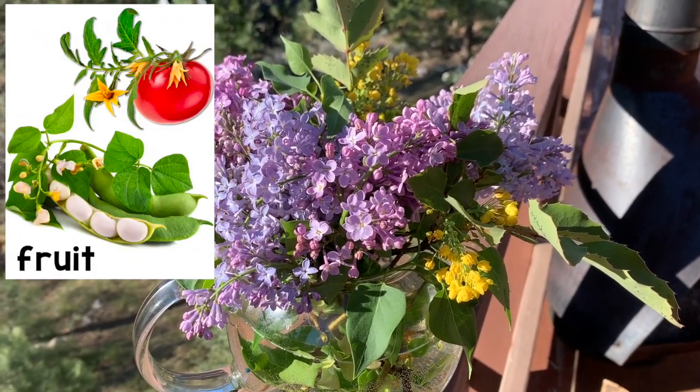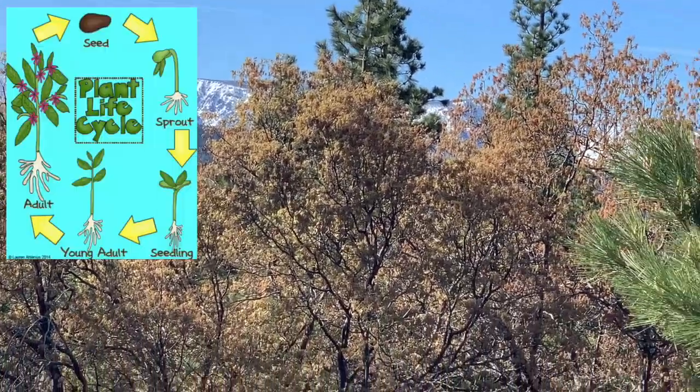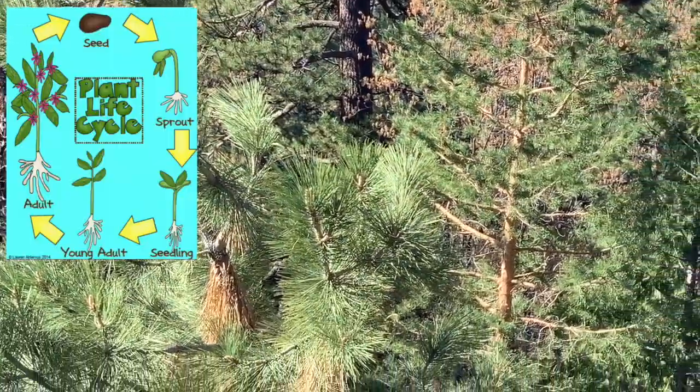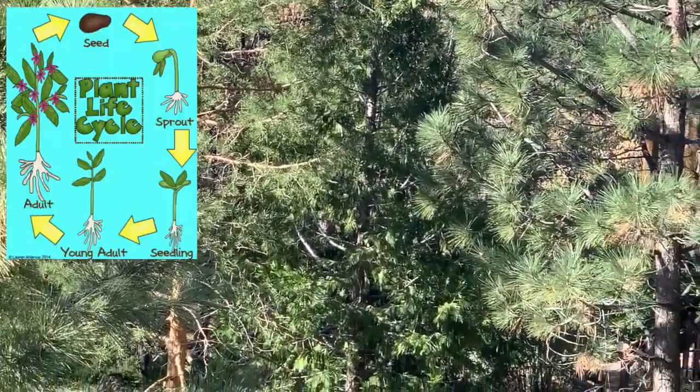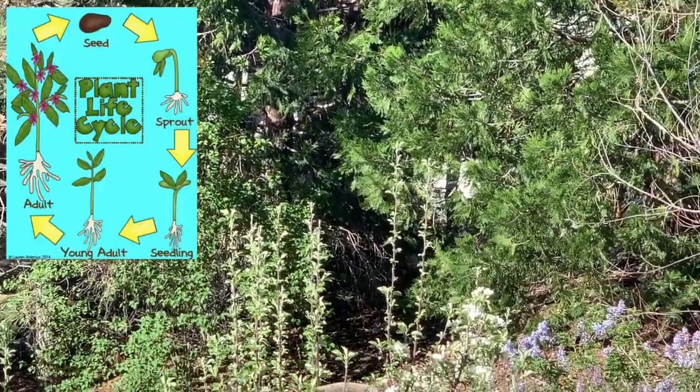Finally, the seeds in the flower, or if it's a fruiting plant, the seeds inside the fruit are carried by the wind or little critters eating at it, and the seed lands in the soil again, and a new plant grows. And the life cycle begins again.